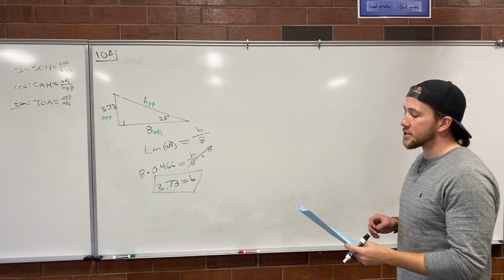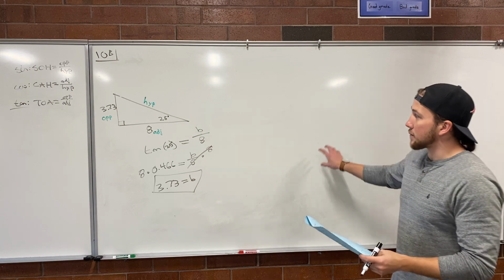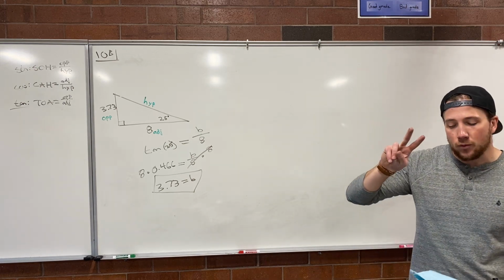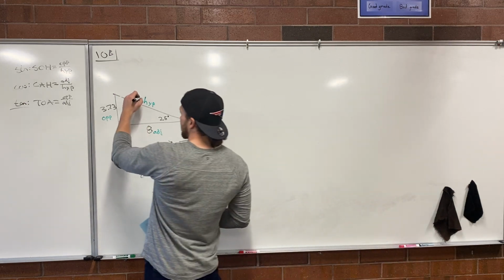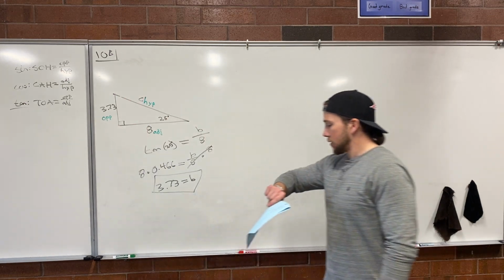Okay, so now we need to solve for c. And we're going to do that off to the side here. And this is where we actually have two different ways we can do it, because solving for c is the hypotenuse up here, okay? So we've got c here.